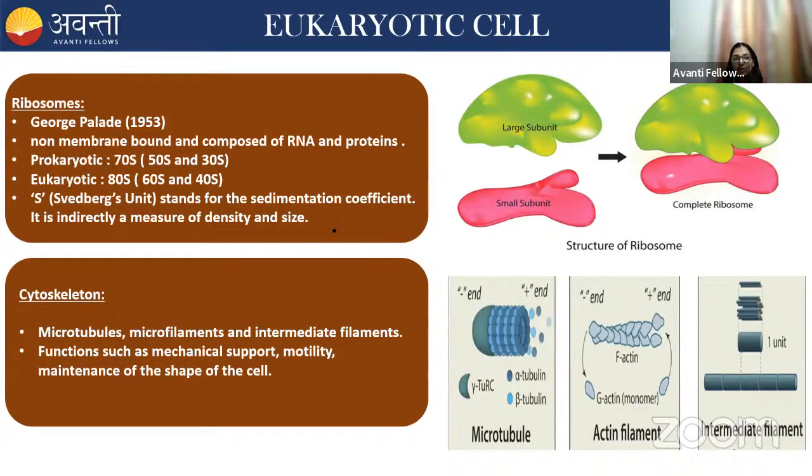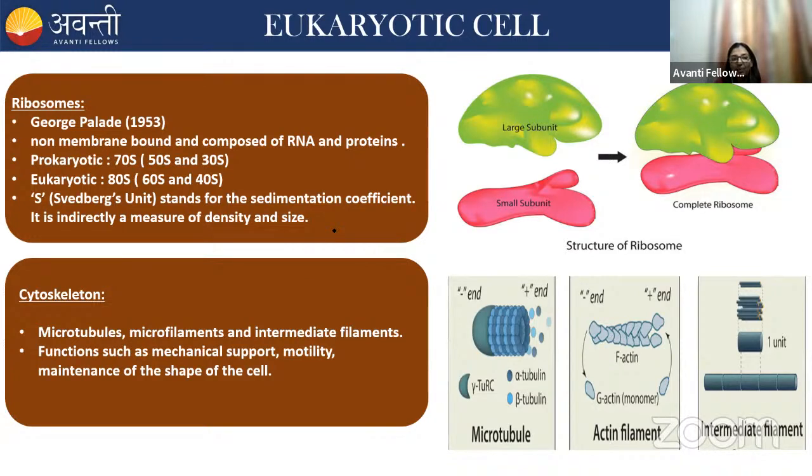Ribosome was first observed by George Palade in 1953. The main function of ribosome is protein synthesis. They consist of two subunits, a large subunit and a small subunit. In case of prokaryotes, the ribosomes are 70S. In case of eukaryotes, the ribosomes are 80S. And the S stands for Svedberg unit, and also stands for the sedimentation coefficient.